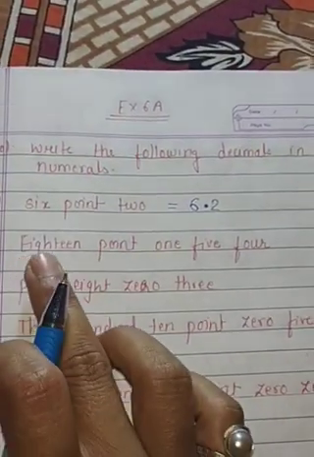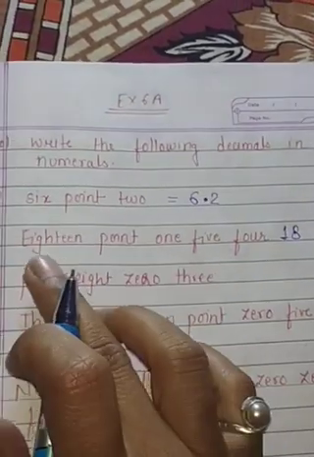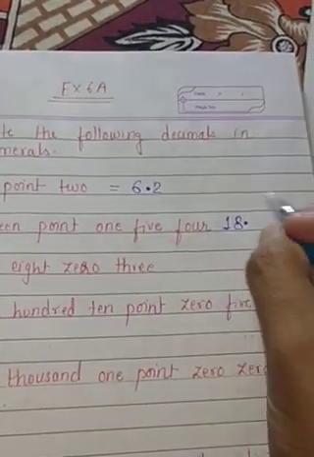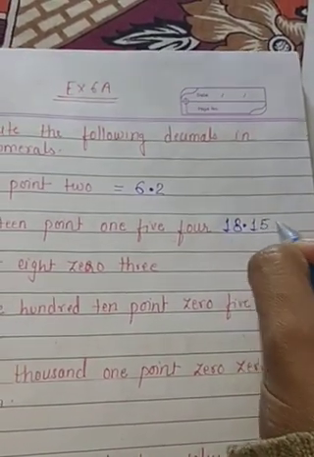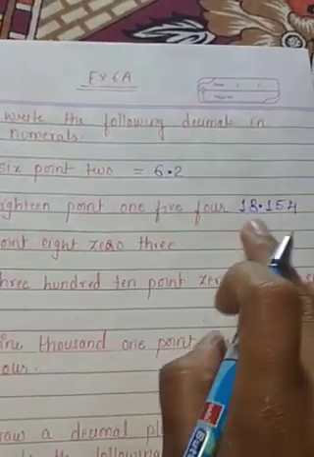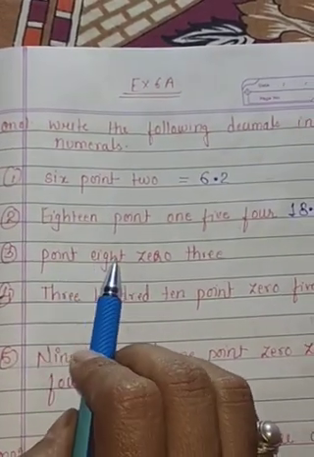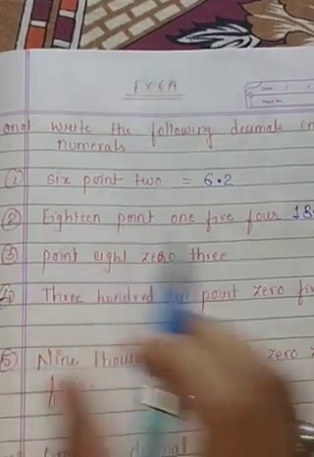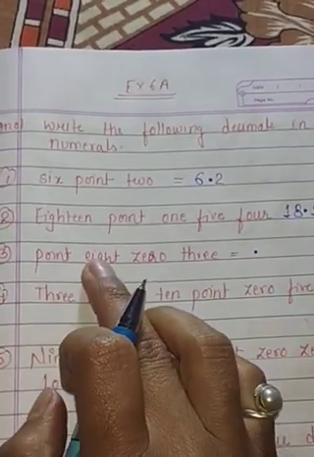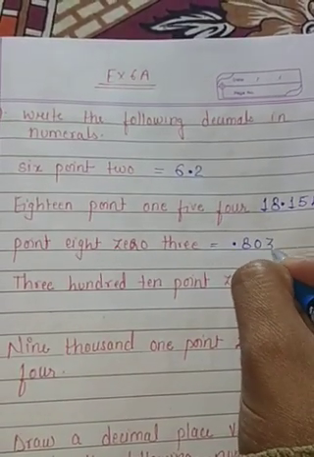Now 18 point. We know how to write 18. This is 18. Then point 154. I hope you are getting this. 18.154. Now 0.803. They are starting from the point, so we will start from the point: 0.803, so 8, 0 and 3.